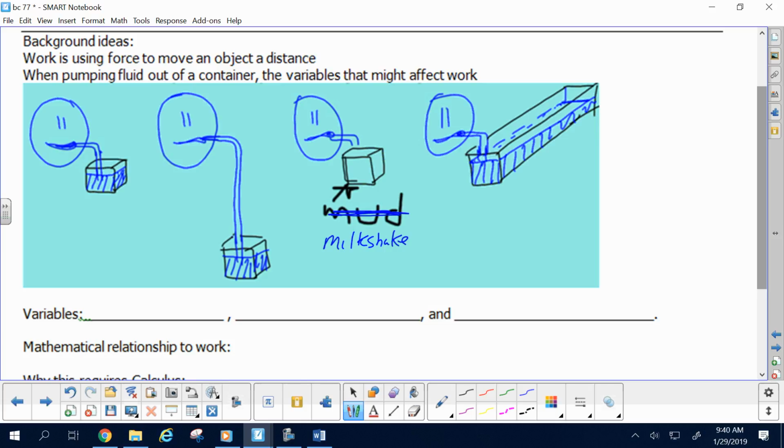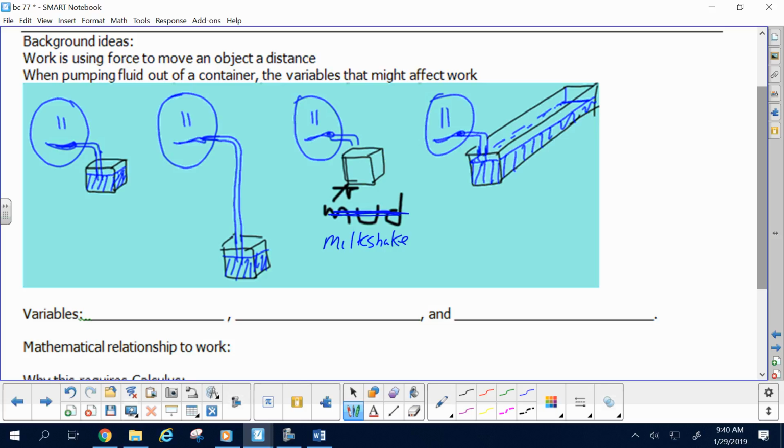Will that person be doing more or less work? More work, okay? And this person, who's not so much with a cube, but this really long trough. They're sucking fluid out of a trough. More work or less work? More work.